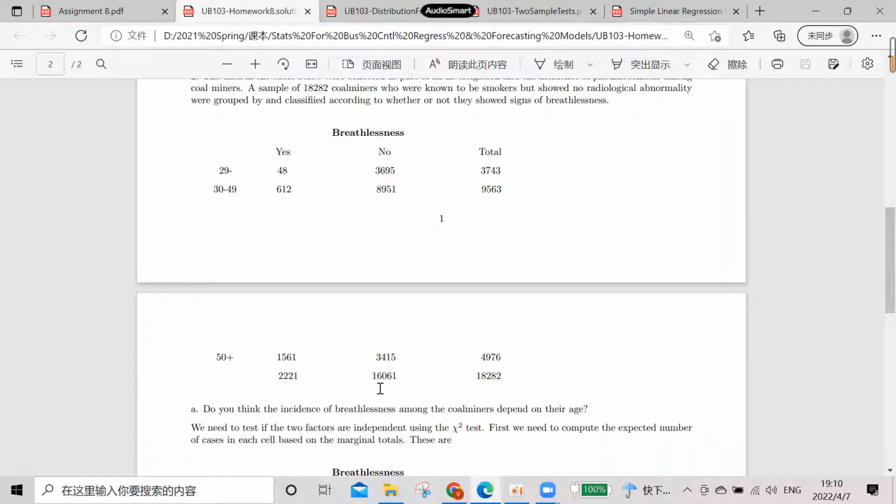If you look at question 2A, it asks, do you think the incidence of breathlessness among the coal miners depends on their age? There is one variable depending on another variable. That is a chi-square test. And the null hypothesis is always that those two variables are independent. Okay.